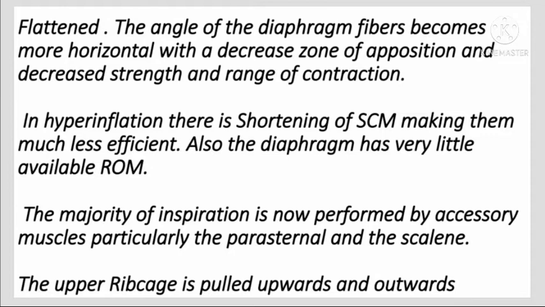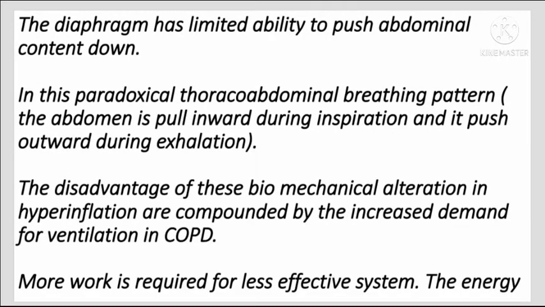of contraction. In hyperinflation, there is shortening of the sternocleidomastoid muscles, making them much less efficient. Also, the diaphragm has very little available range of motion. The majority of inspiration is now performed by accessory muscles, particularly the parasternal and the scalene. The upper ribcage is pulled upward and outward. The diaphragm has limited ability to push the abdominal contents down.